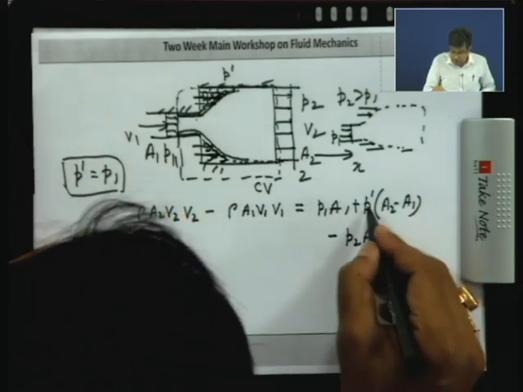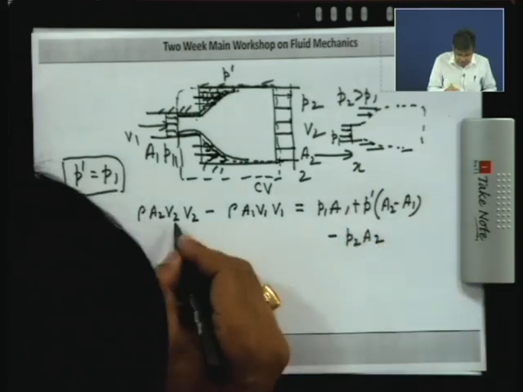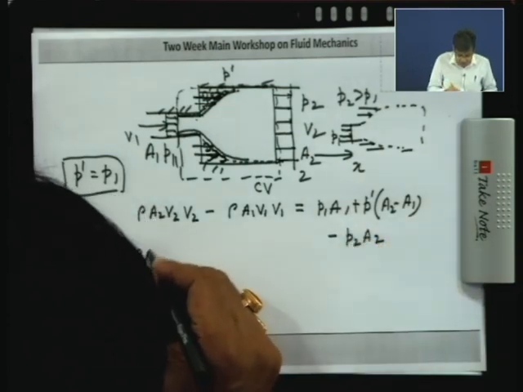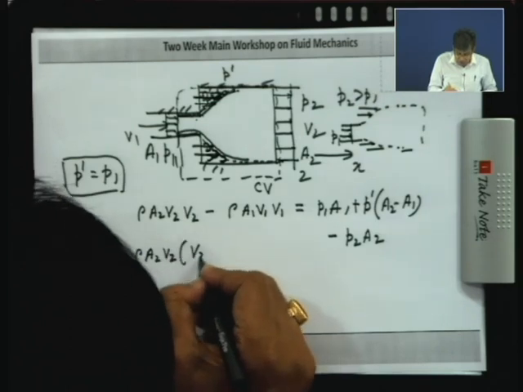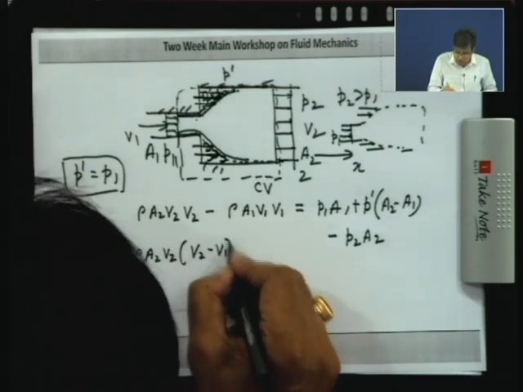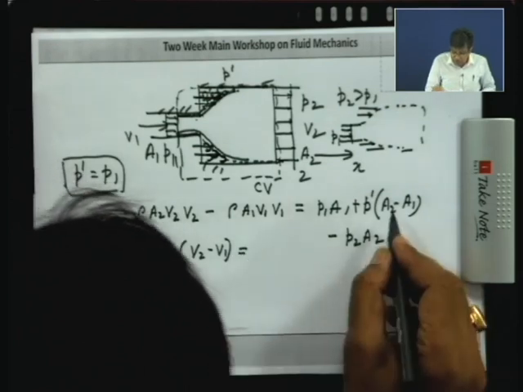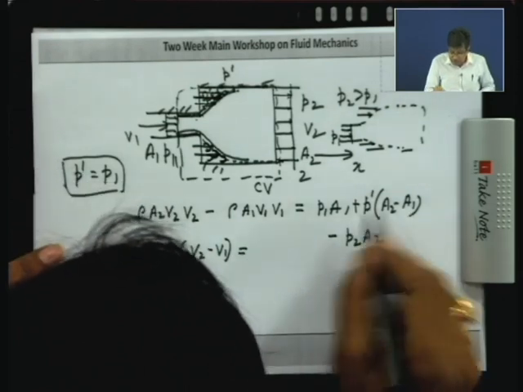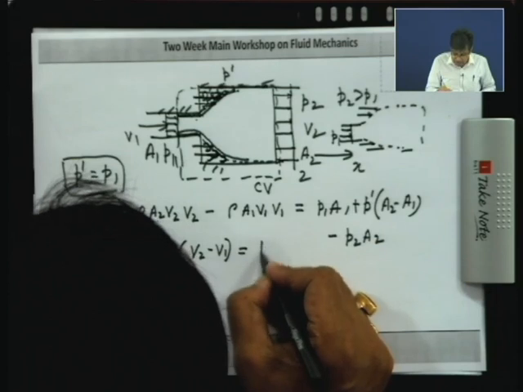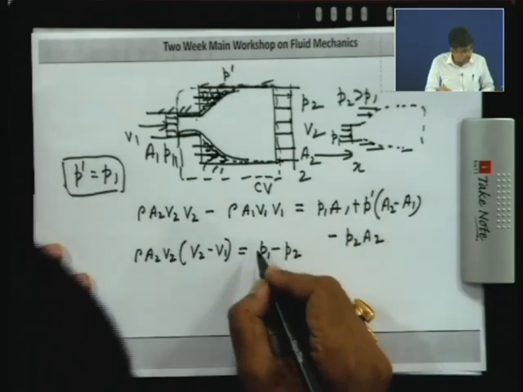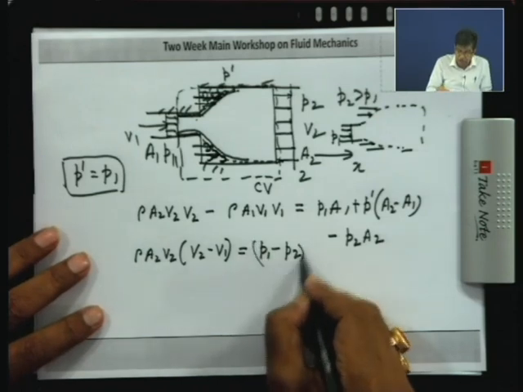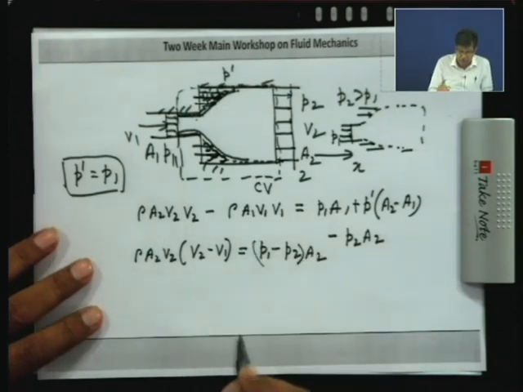So P dash A1 and P1 A1 cancel out. Now rho A1 V1 is rho A2 V2, so A2 will go, and V2 minus V1 equals P1 minus P2 into A2. I am sorry, P dash is P1, so it is P1 minus P2 into A2.